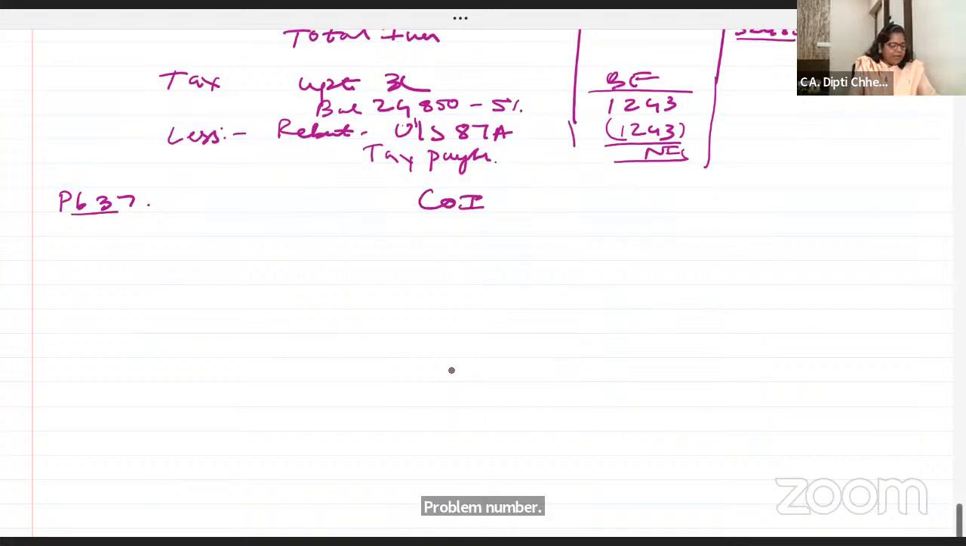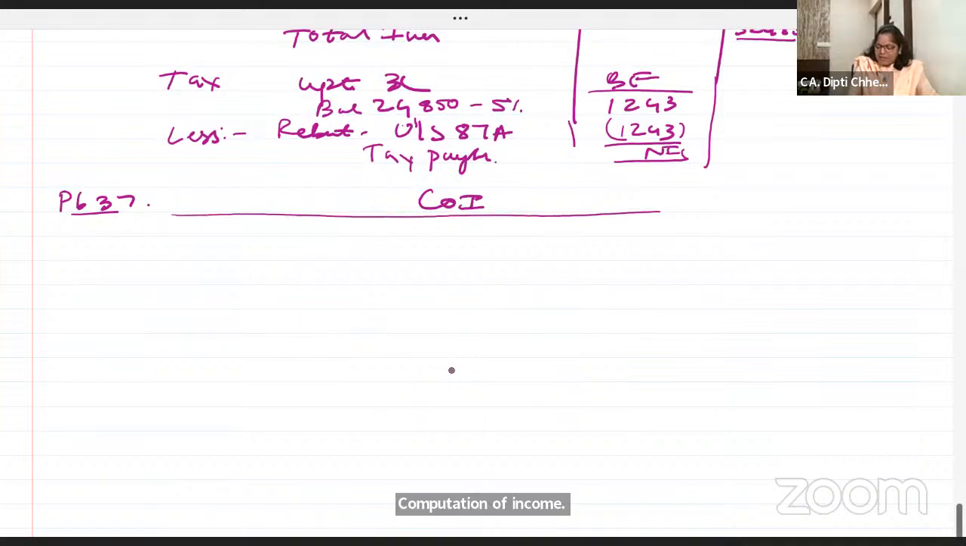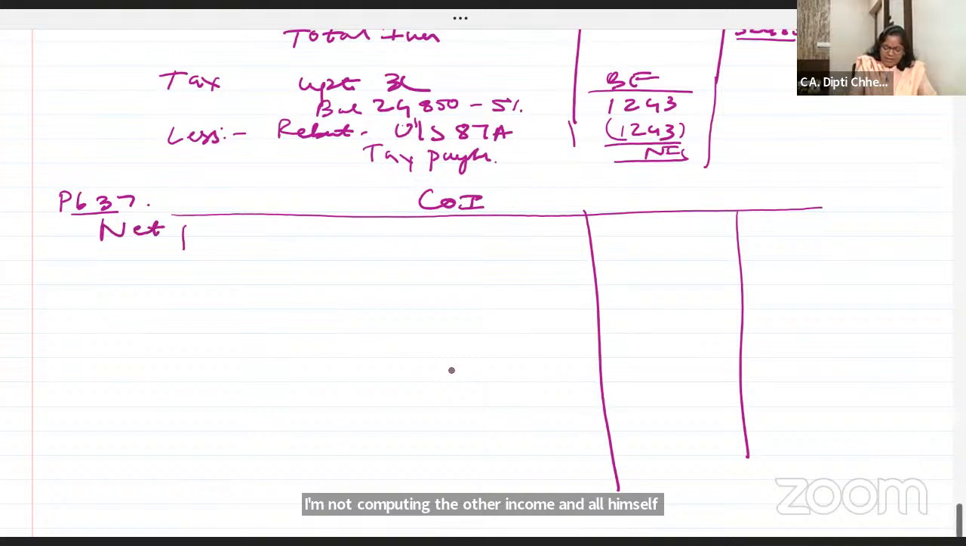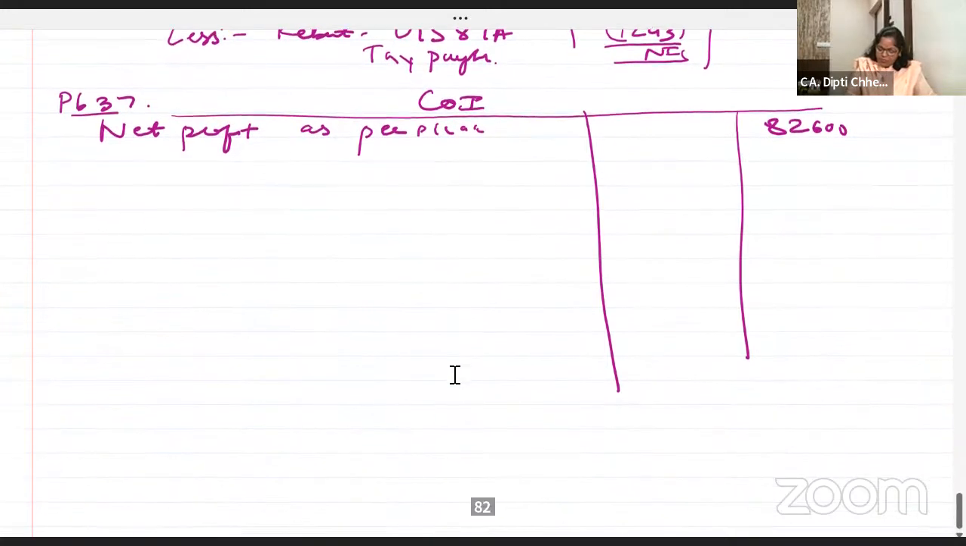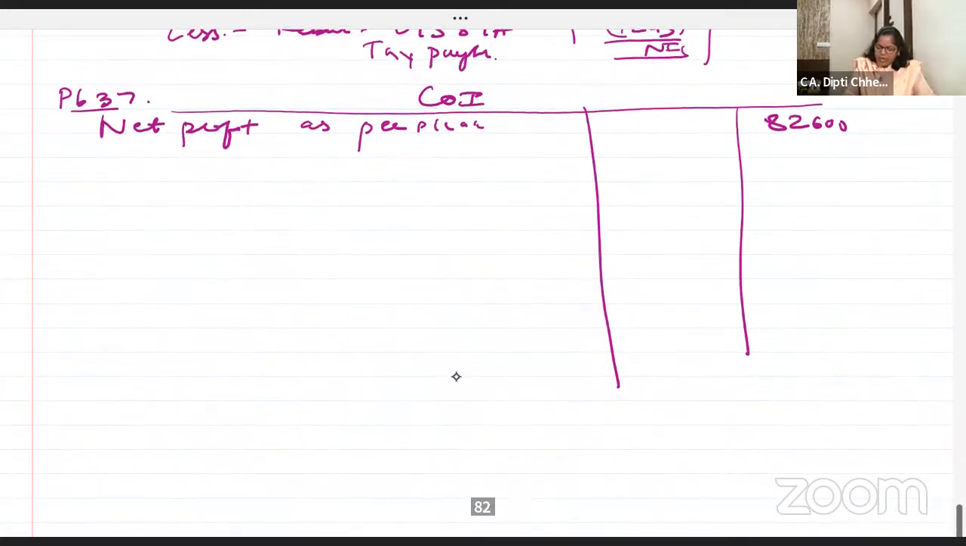Computation of income. I'm not computing the other income and all. हम सिर्फ अभी business पे concentrate करते हैं. They have asked and it's very easy. Just add other income. Net profit as per P&L account, 82,600. Start writing, please, all of you. Any doubts you have to पूछो.